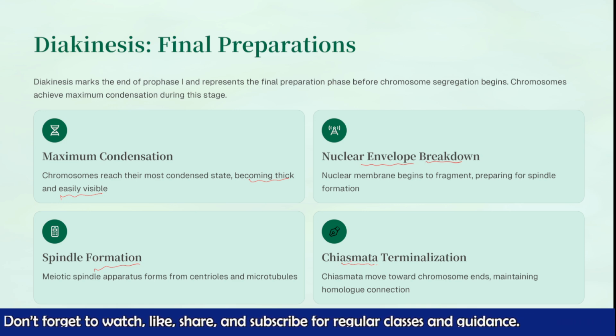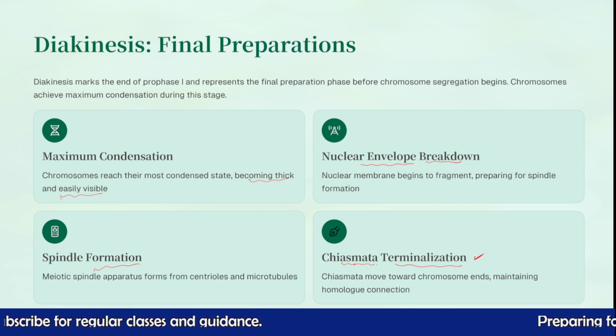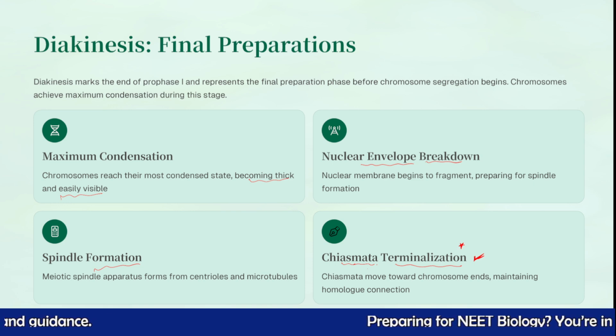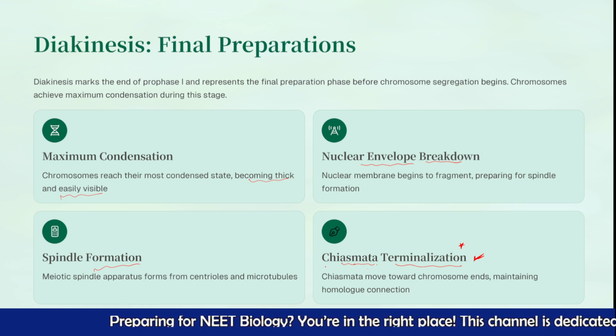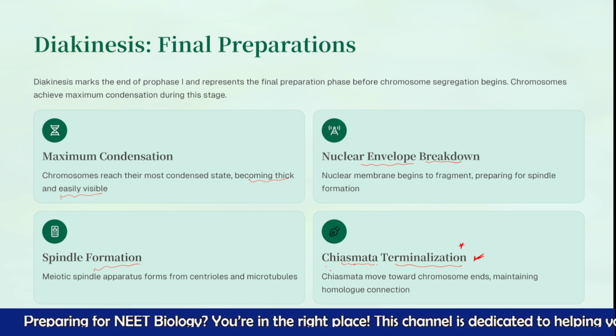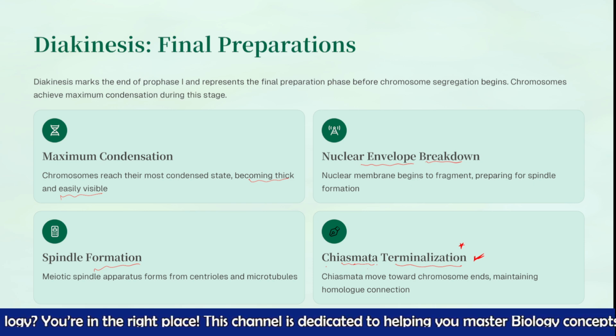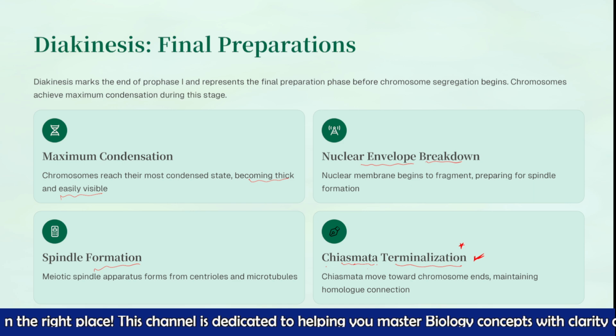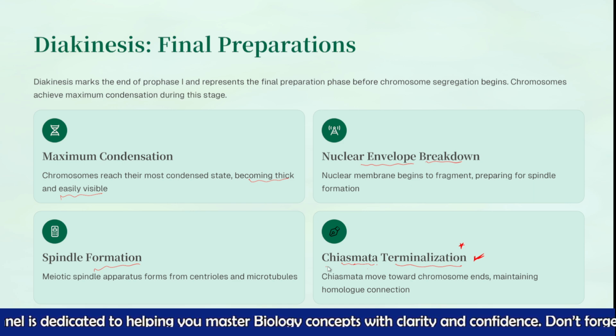In the diplotene stage, we can see the chiasmata, right? And here the chiasmata terminalization is taking place. The terminalization of the chiasmata is important. Chiasmata move towards the end of the chromosome and then they go off the chromosomes. That is happening in the diakinesis stage. Clear? So chiasmata move towards the chromosome ends while maintaining the homolog connection. These are the key events in diakinesis.